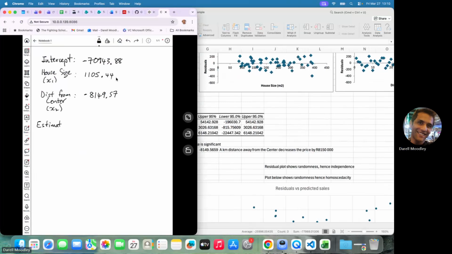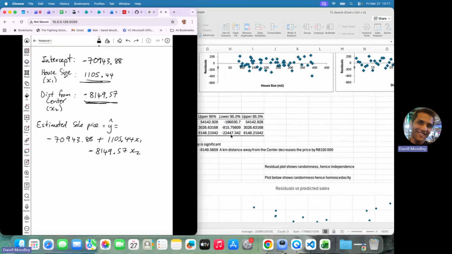And so how we would write this equation is simply estimated sale price, or in other words y hat, is equal to minus 70943.88 plus the next value for x1, 115.44 x1, minus, the reason I'm writing minus is because the next one has a minus sign, 8149.57 x2. That's your equation from our table.